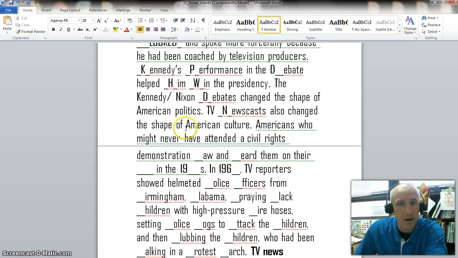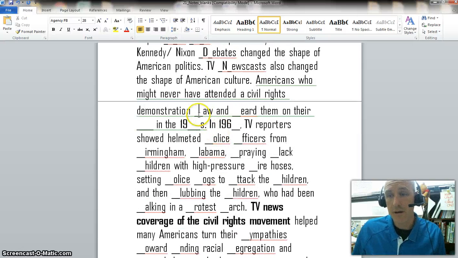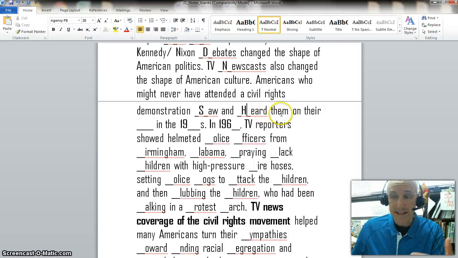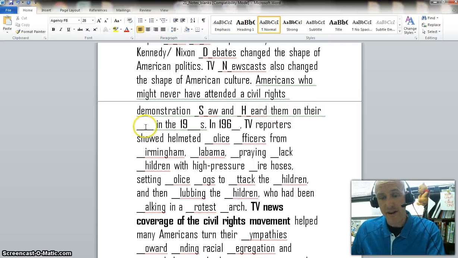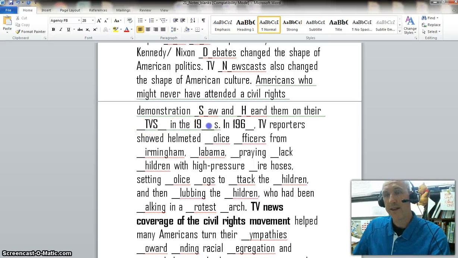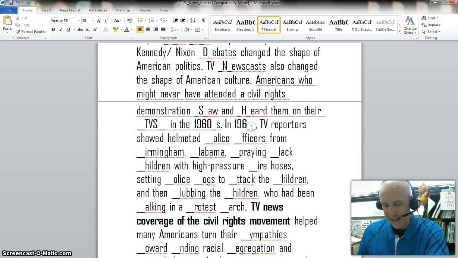TV newscasters also changed the shape of American culture. Americans who might never have attended a civil rights demonstration, all right, check this out. They saw and they heard the civil rights demonstrations on their very own TVs. It's in their house. It's in their bedroom. It's in their living room. In the 1960s, all right? What year do I want to look at right here?